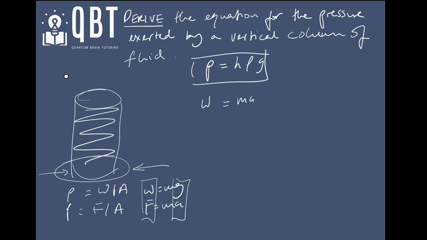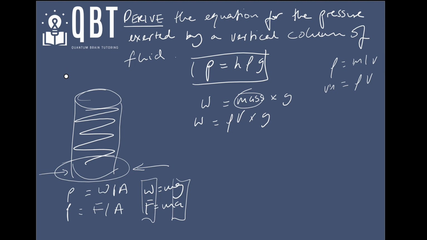Where we say that the weight is equal to the mass of the column multiplied by the gravitational field strength. Now, what do we do from here? Well, we say that the mass, because density is equal to mass divided by volume, if I rearrange that, I can say that mass is equal to rho V, okay? So weight is equal to rho V times g, okay? Weight is equal to density times volume times gravity.